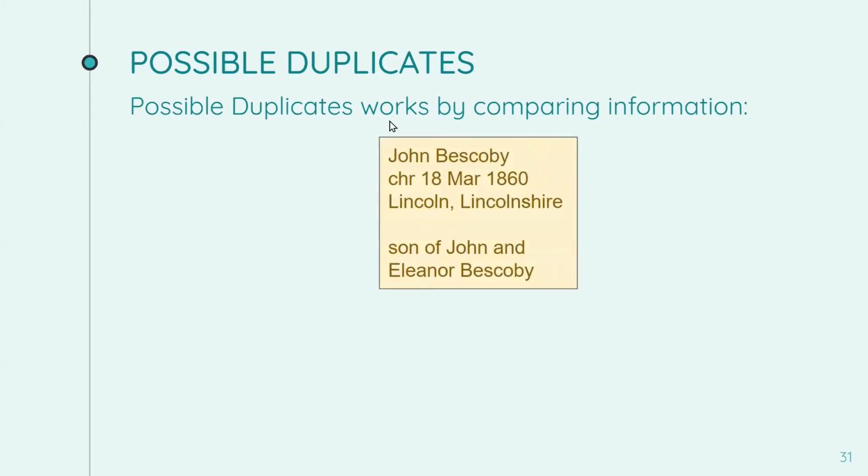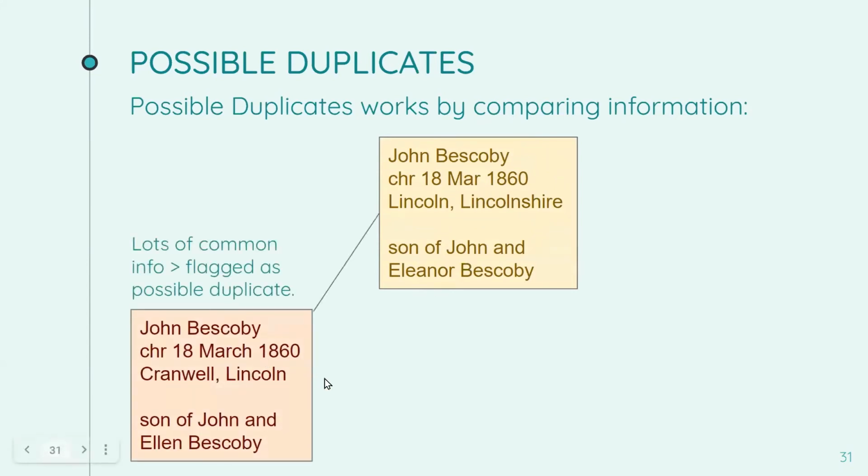Here we've got a guy named John Bescobie, christened in 1860 in Lincoln, and he's the son of John and Eleanor. Well, there's another record in our little example here for John Bescobie. He's christened the same date, but a different parish, but he's got very similar parents. The point I'm trying to make is if the two records have a lot of information in common, then FamilySearch will flag them as possible duplicates. But just because two records have a lot of information in common doesn't guarantee that they're the same person. And in this case, they actually aren't.